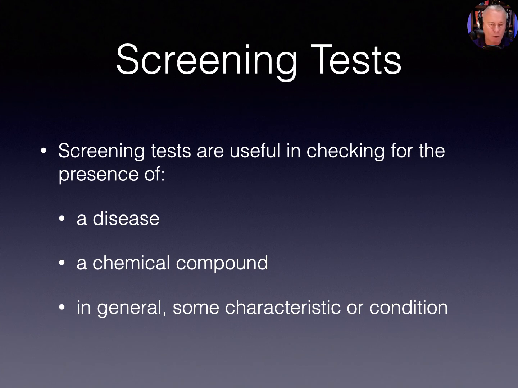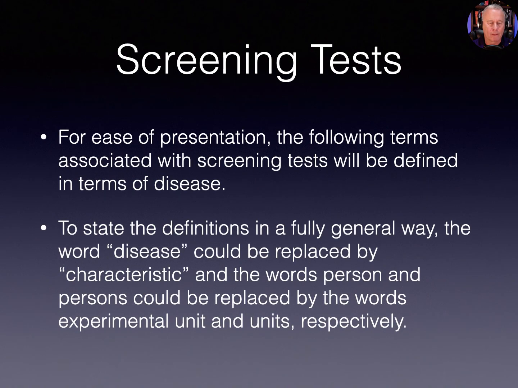Now, screening tests are useful in checking for the presence of a disease, a chemical compound, and in general, really any characteristic or condition of interest. Now, for ease of presentation, the following terms that we're going to be defining associated with screening tests will be defined in terms of disease. To state the definitions in a fully general way, the word disease could be replaced by characteristic, for example, and the words person and persons could be replaced by the words experimental unit and units, respectively, but that gets a little cumbersome, and so we will define these terms and discuss them in terms of disease and people.